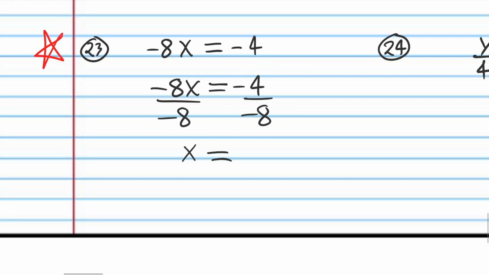We're going to use the fundamental principle of fractions. So we're going to divide both sides by 4. 4 divided by 4 is 1, and 8 divided by 4 is 2. And we have a negative in the numerator and a negative in the denominator. So those negatives are going to cancel each other out, and you're just going to be left with positive 1/2.